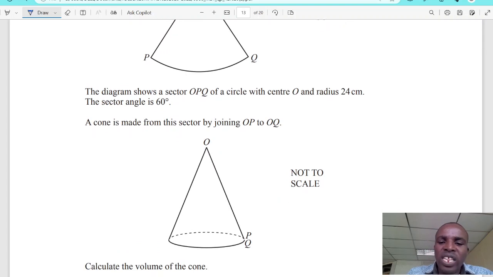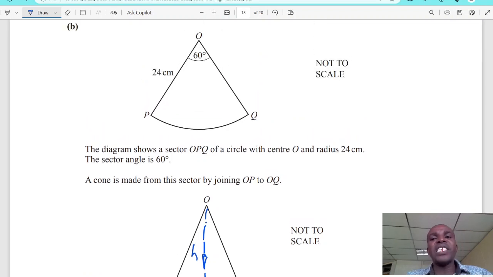The volume of a cone is given by the formula 1/3 pi r squared h. H is the perpendicular height. Let me fill that in first. So I put it like this first. This will be the radius r, and this will be the height h. That's what you use to find the volume of the cone.